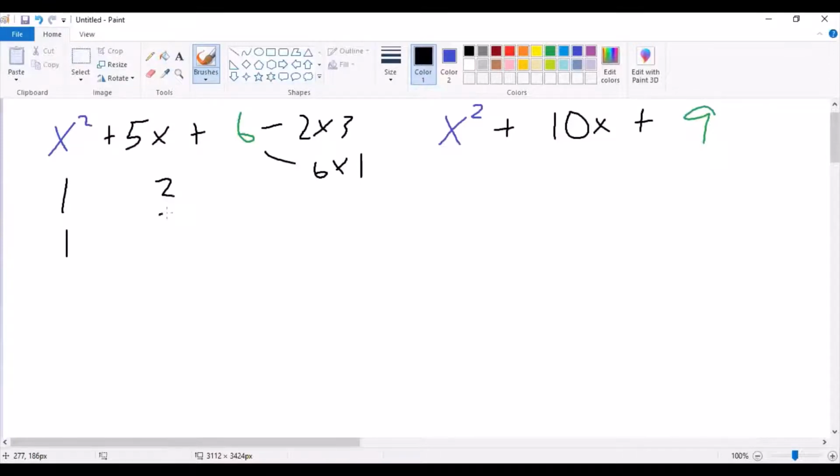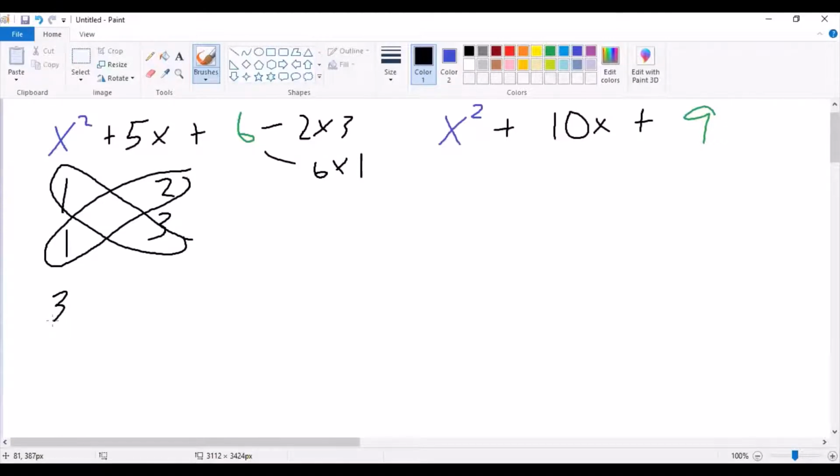So what we're going to do is we want to cross multiply both sides and then add them. So that's going to be 1 times 3 is 3 plus 1 times 2, which is 2. That's going to be equal to 5. So we know that factoring this way is going to be correct.